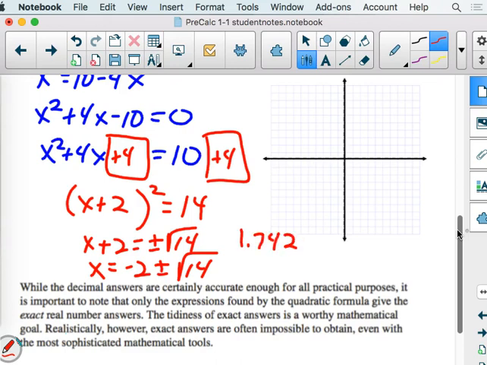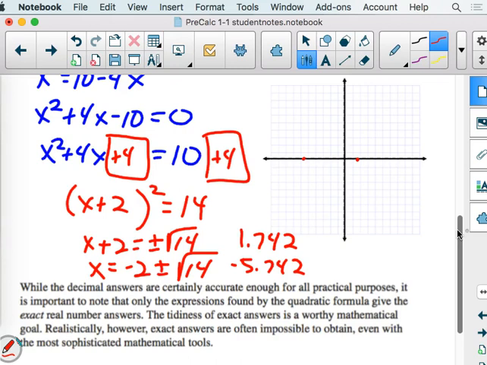Anybody do the negative one there? Negative 5.742. Is that it for zeros? How do we know we found them all? Degree 2. Okay. So 1.742 up there, 1, 2, 3, 4, 5 and change right there.